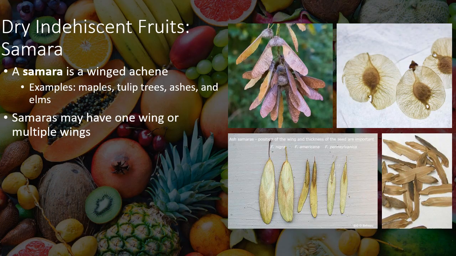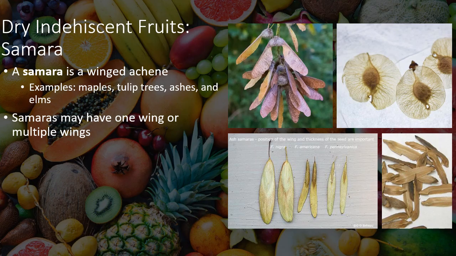Our next type of dry indehiscent fruit is the samara. The samara is just a winged achene. So inside of each winged fruit we have a kind of loose seed. The fruit itself, the samara, is not fused to the underlying seed like it is in a caryopsis. Some samaras have just one wing, some have two wings or more. Maples are good examples of fruits that have two wings, but they actually split apart, and then each half of the fruit will have just one wing.